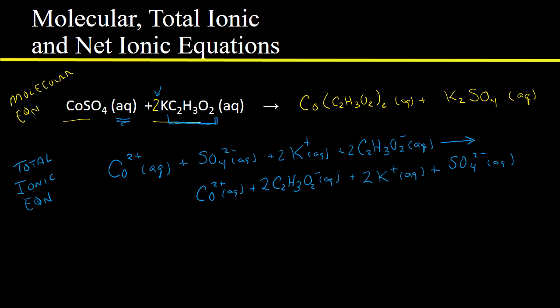And we would interpret this as saying we start with a solution that's got cobalt ions, sulfate ions, potassium ions, and acetate ions. We mix everything together, and at the end of the reaction, we've got cobalt ions, acetate ions, potassium ions, and sulfate ions.